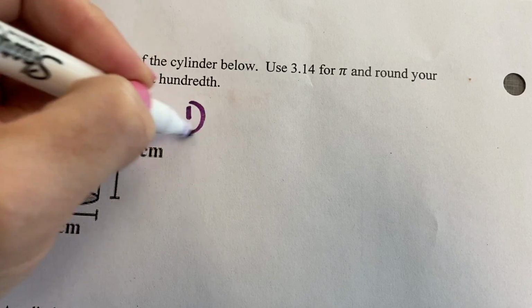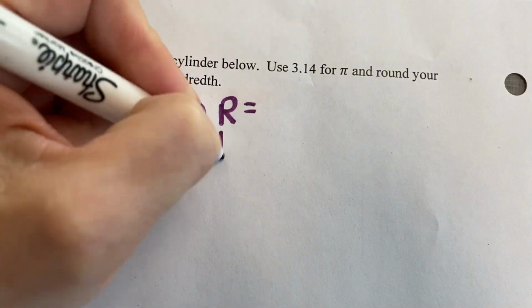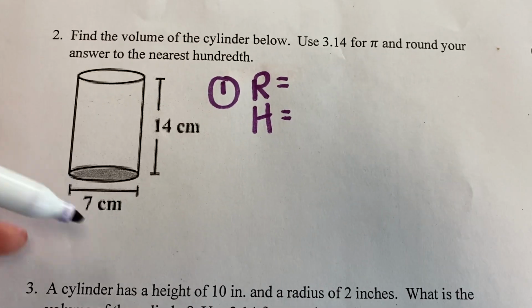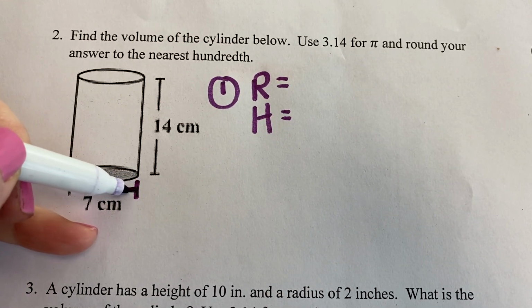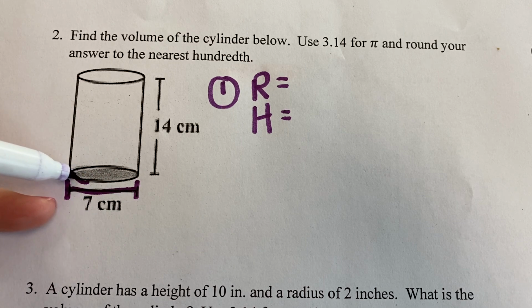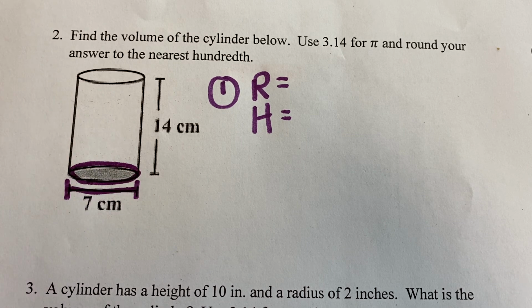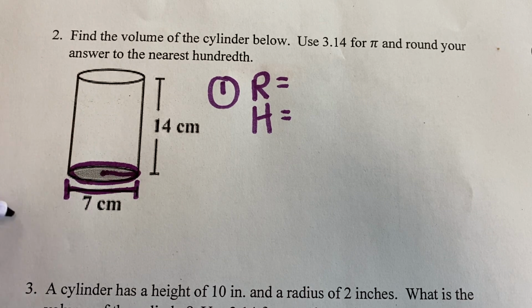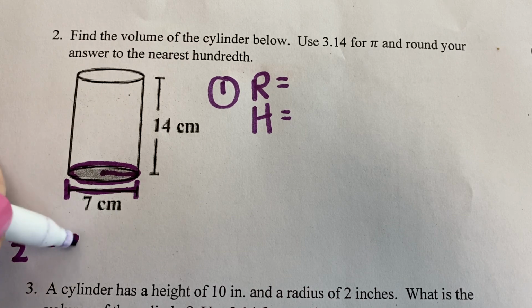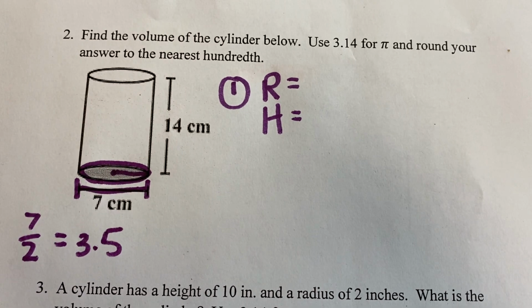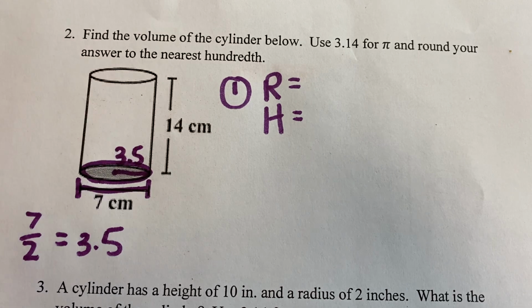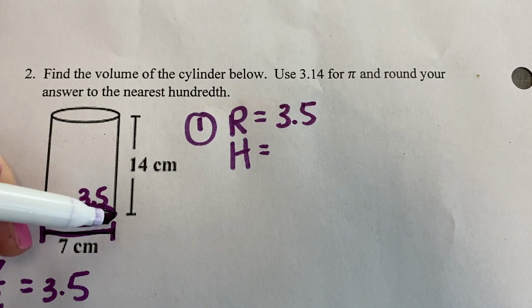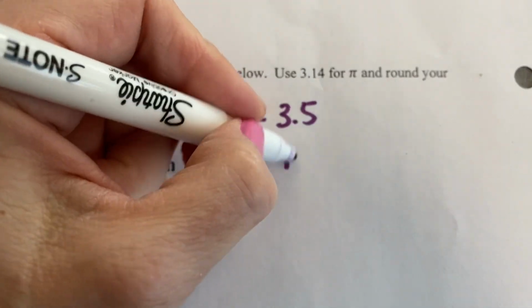Okay, step 1, let's identify the radius and the height. Now they're trying to trick you on this one. They give you the diameter of the base, of this circle. And we know radius is only half of that. So if you take 7 and divide it in half, you're going to get 3.5 for your radius. So I'll put that here. And then of course my height is right here, 14.